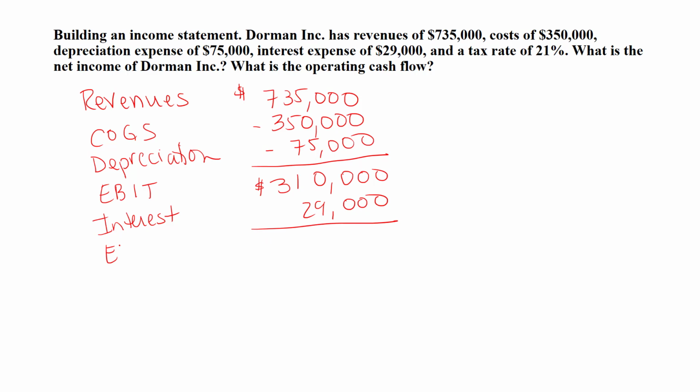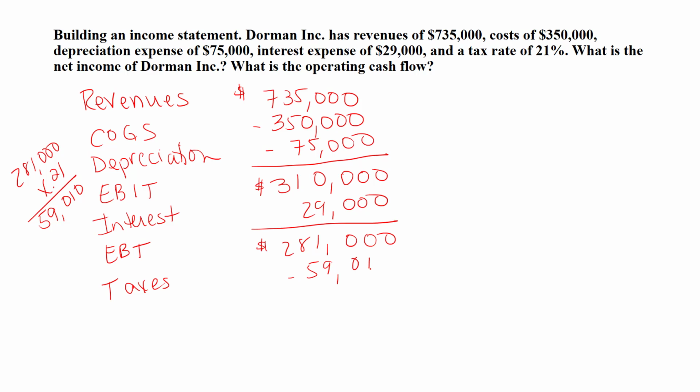and we have earnings before taxes at $281,000, and now we're going to pay our taxes. And to get our taxes, we would do $281,000 times 0.21, which is the 21% tax rate. It's $59,010. So we subtract the $59,010, and our net income is $221,990.